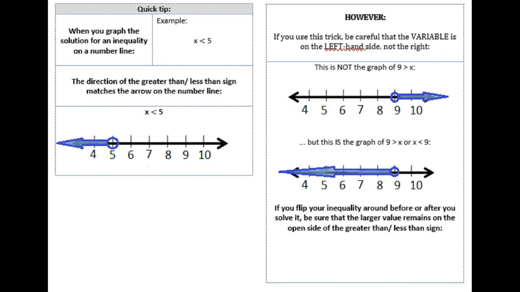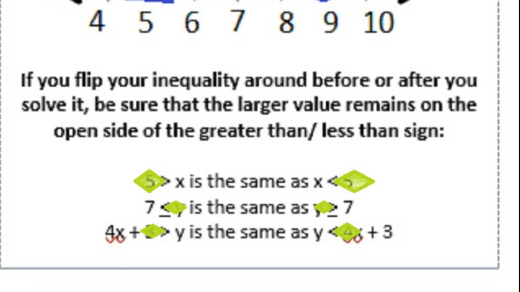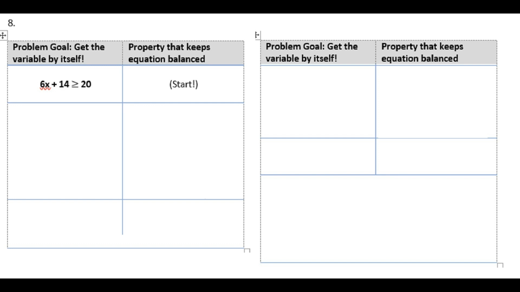And remember, this is the second tip: if you decide to turn your inequality around, be sure the larger value remains on the open side of the greater than or less than sign. So let's take a closer look at that. 5 is greater than x is the same as x is less than 5. And see how the open side remains the same? 7 is less than or equal to y is the same as y is greater than or equal to 7. 4x plus 3 is greater than y is the same as y is less than 4x plus 3. Make sure you keep your greater value on the open side of whatever sign you're using.